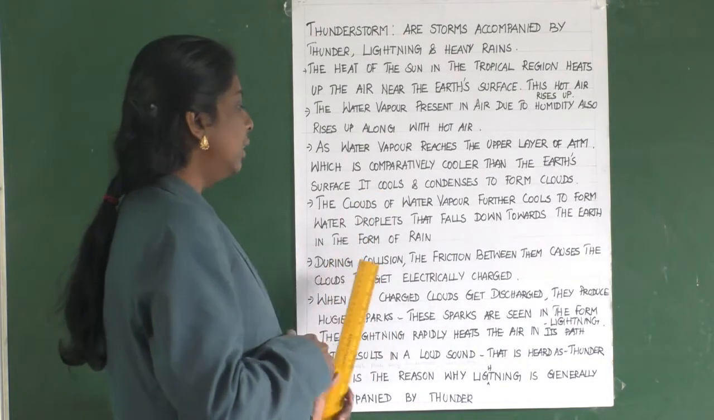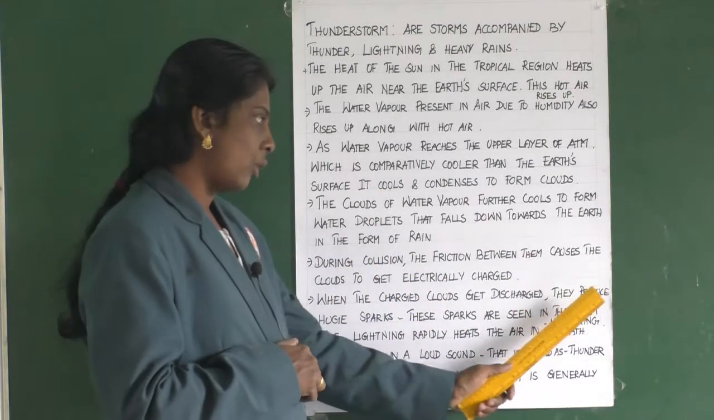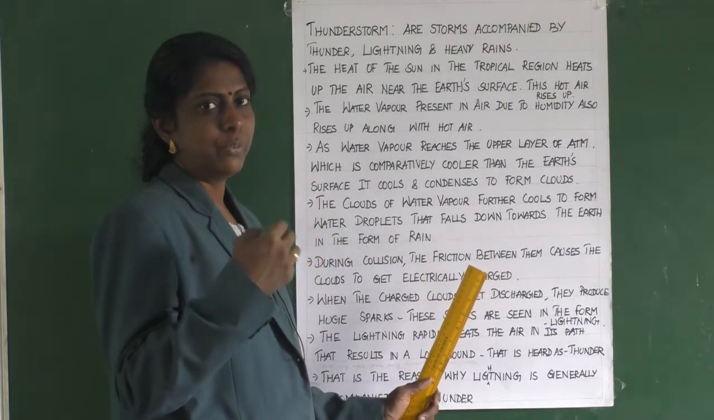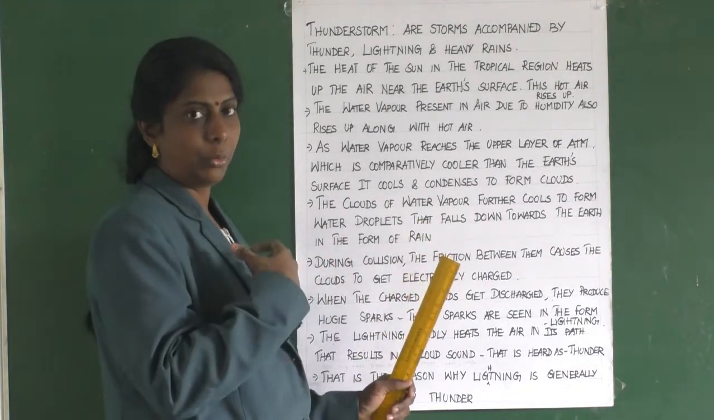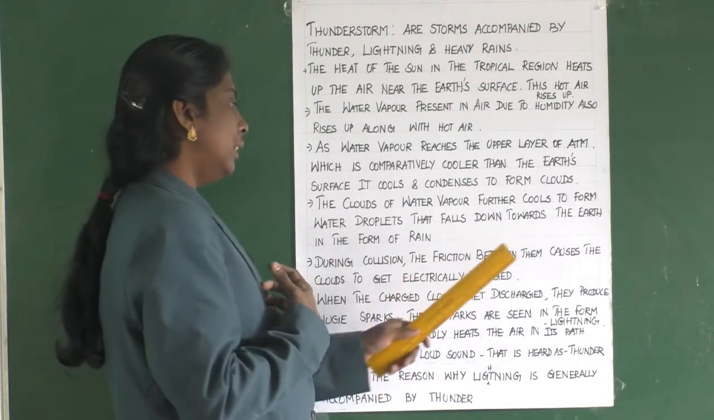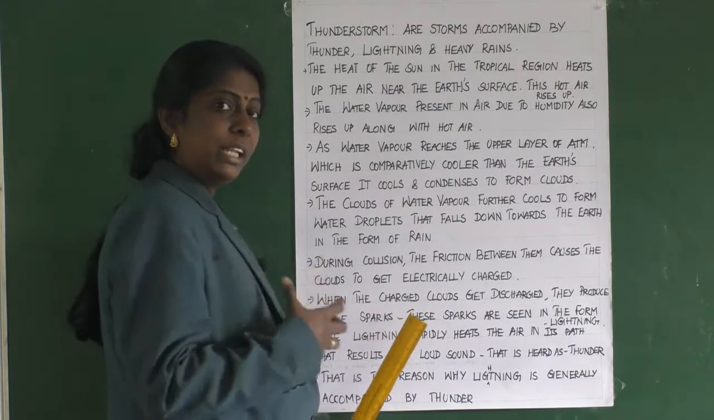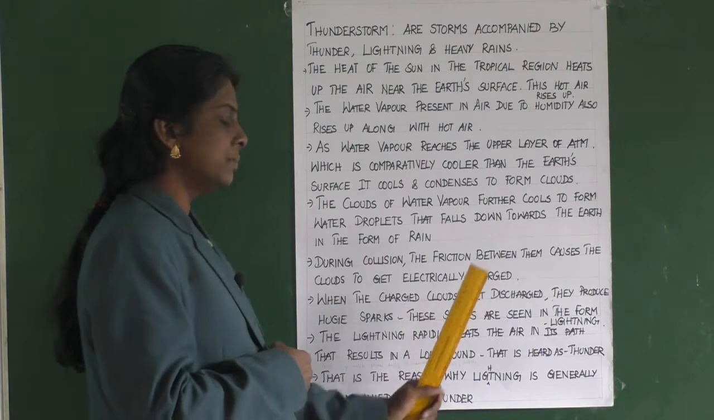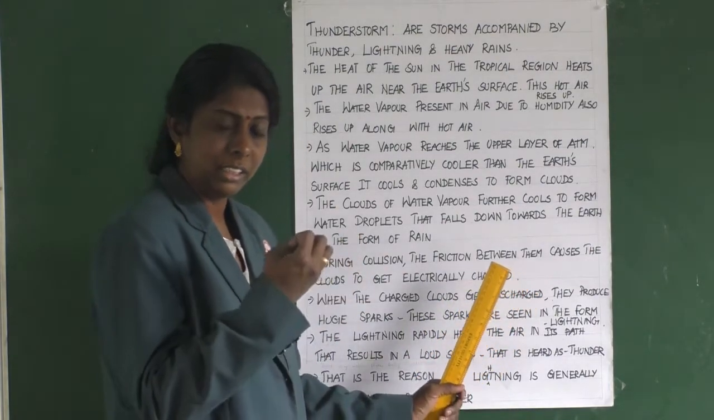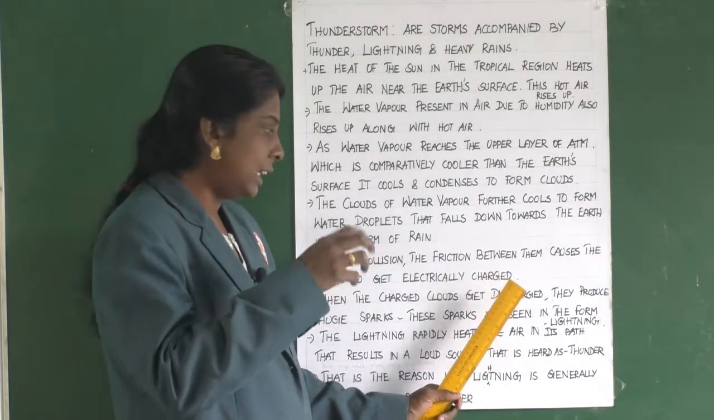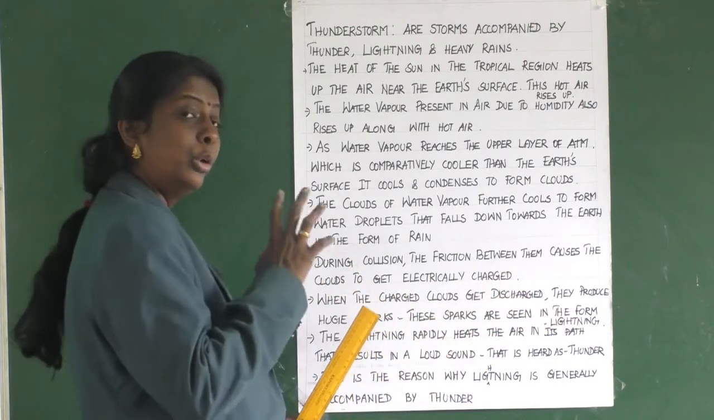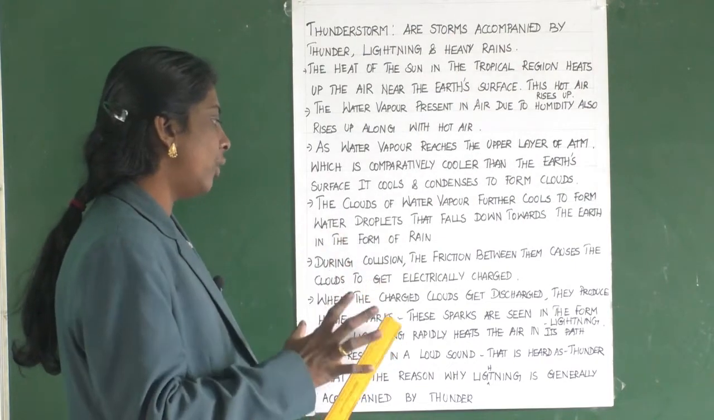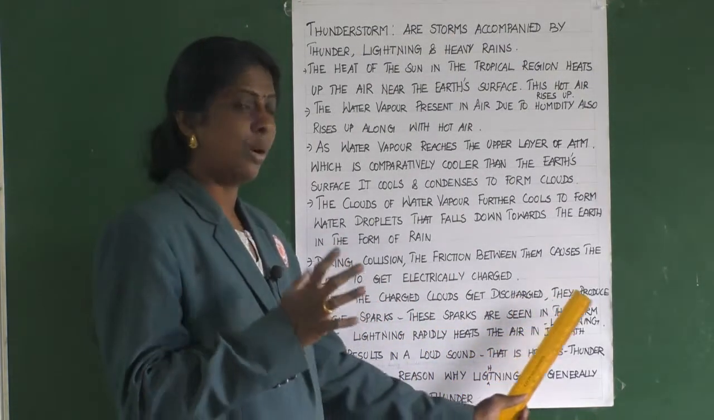So, during collision, the friction between them causes the clouds to get electrically charged. When the already charged clouds get discharged, they produce huge sparks. That's what these sparks are seen in the form of lightning.